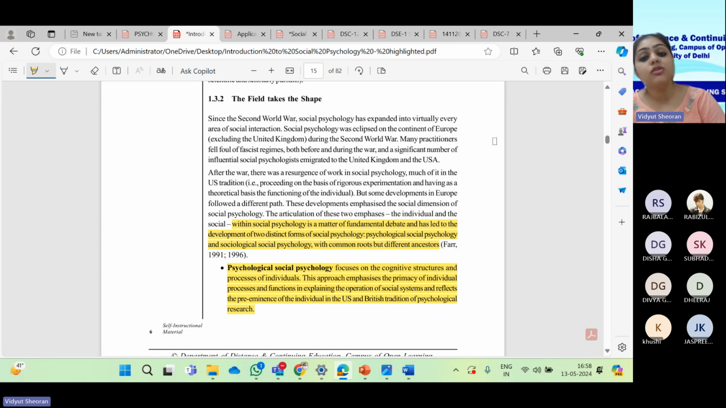So in psychological social psychology, we are primarily understanding the individual's level of social behavior.